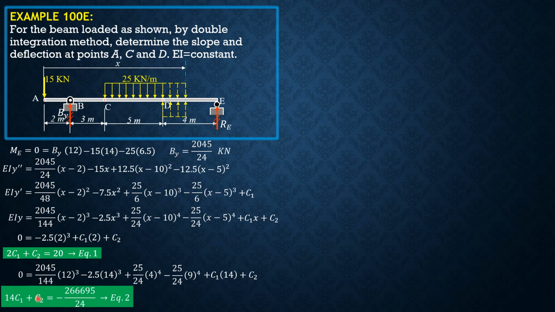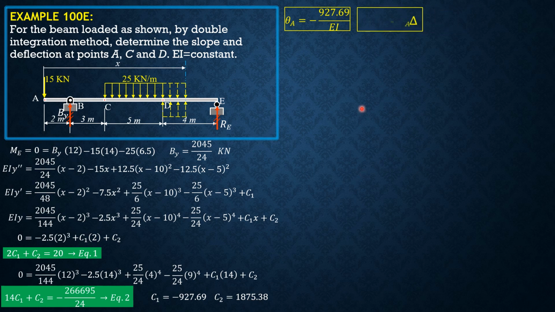You may eliminate C sub 2 by subtracting equation 2 from equation 1, and you can solve for C sub 1. Solving these two equations simultaneously gives us C sub 1 equals negative 927.69 and C sub 2 equals 1875.38. So divided by EI, C sub 1 is theta A, negative 927.69 over EI, and C sub 2 divided by EI is the deflection at A. Delta A is 1875.38 over EI.